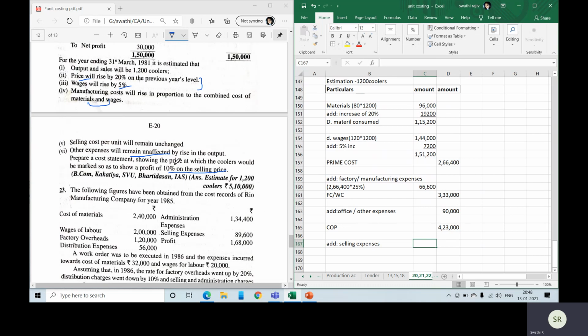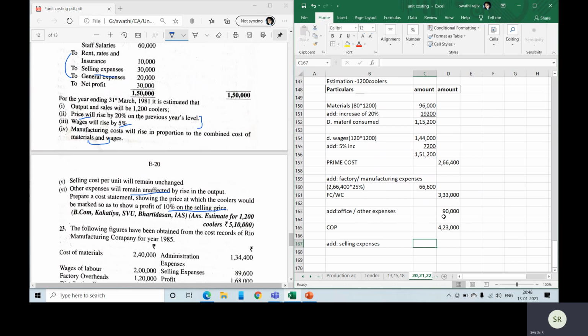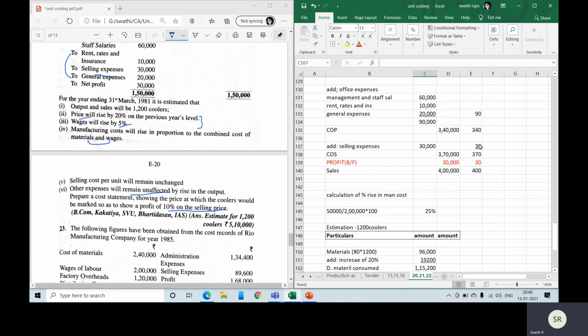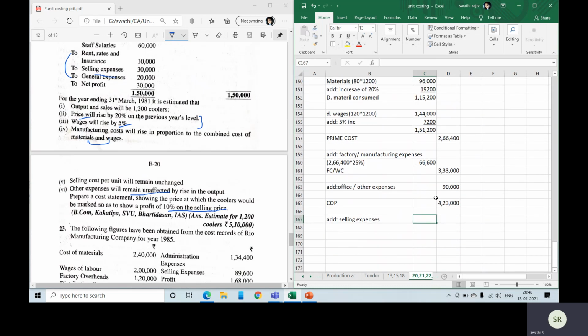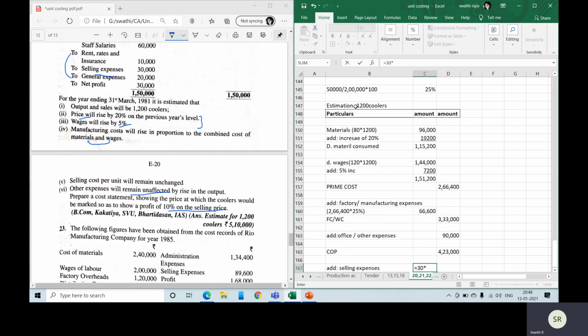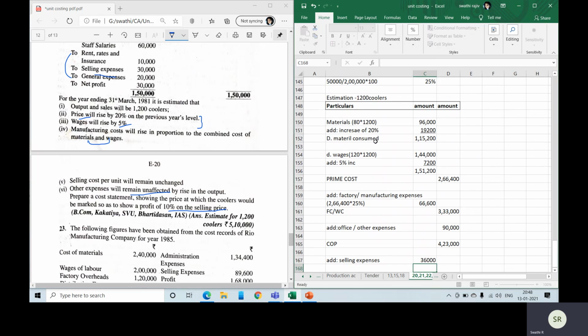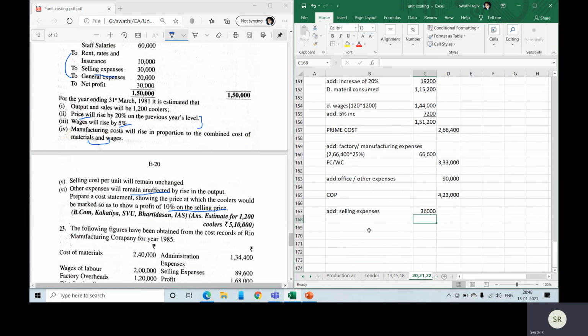Now, along with this, I will add my final expenditure, that is selling. Selling expenses, what is being said about it? Selling cost per unit will remain unchanged. We have found it as 30 per unit. It is going to be the same. So it is equal to 30 into, but output is not the same. Before it was 1000, now it is going to be 1200. So 1200, it is 36,000. Finally, we have cost of sales. Cost of production plus selling expenditure, 4,59,000, and ultimately we will have sales and also profit.